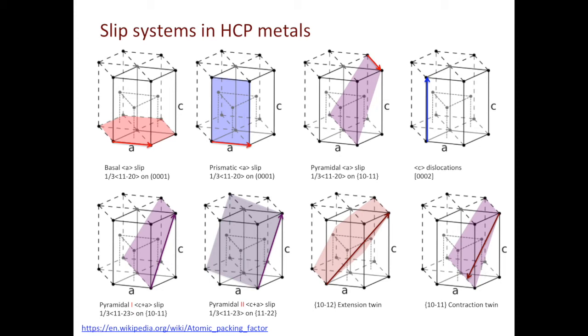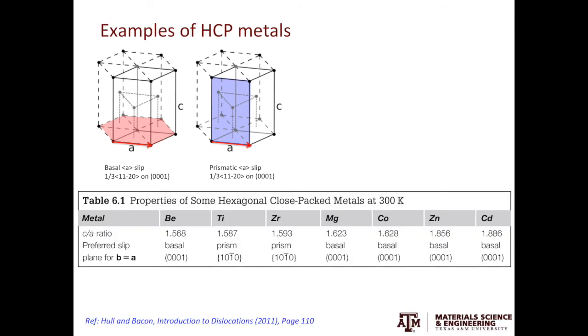I hope this information is not overwhelming. If you do not do research in HCP metals, you don't have to worry too much about it, as long as you know the deformation mechanisms are complicated in HCP metals. Let's revisit the two most commonly observed slip systems, the basal A slip and the prismatic A slip.